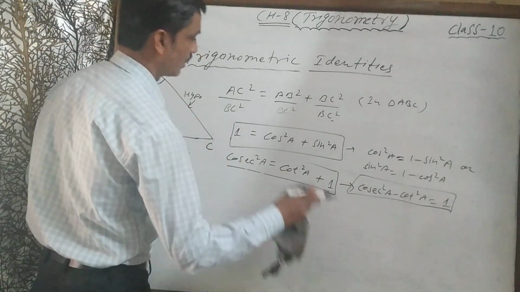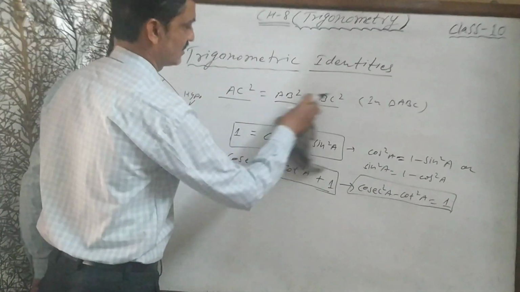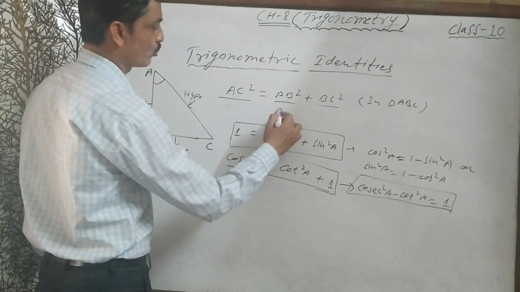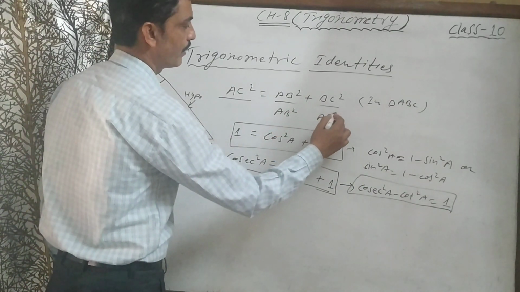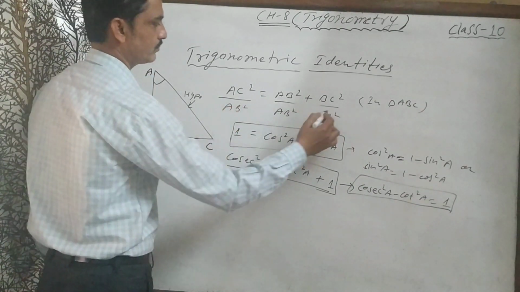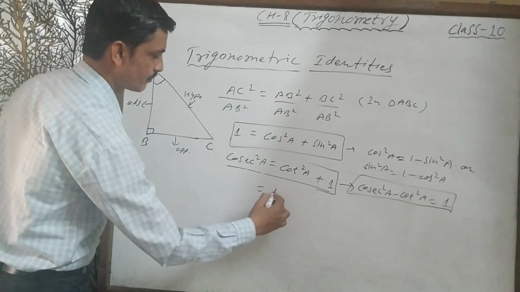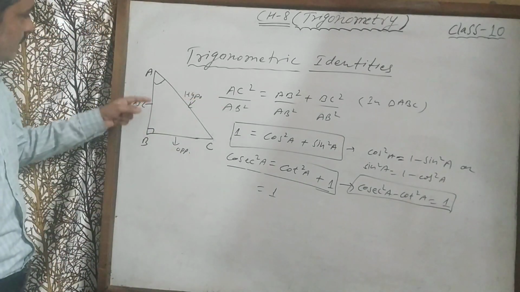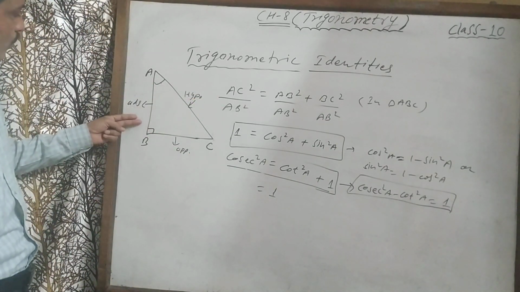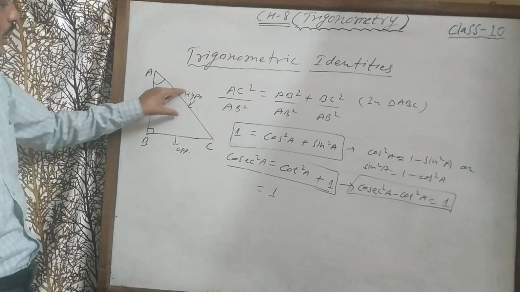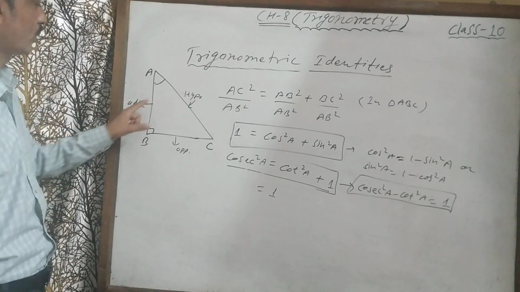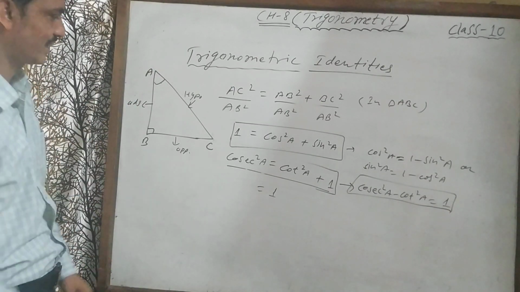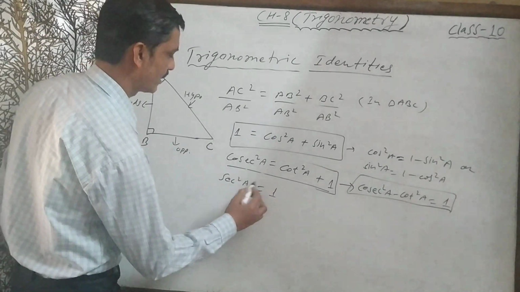Now the last one. First we divided by AC square, then by BC square on both sides. Now we divide both sides by AB square, each term divided by AB square. Here we get 1, AB square upon AB square. Look here. What is AC upon AB? What is AB upon AC? Adjacent upon hypotenuse is cos. Yes. So what is the reciprocal of cos theta? Sec theta. So here we have sec square A.